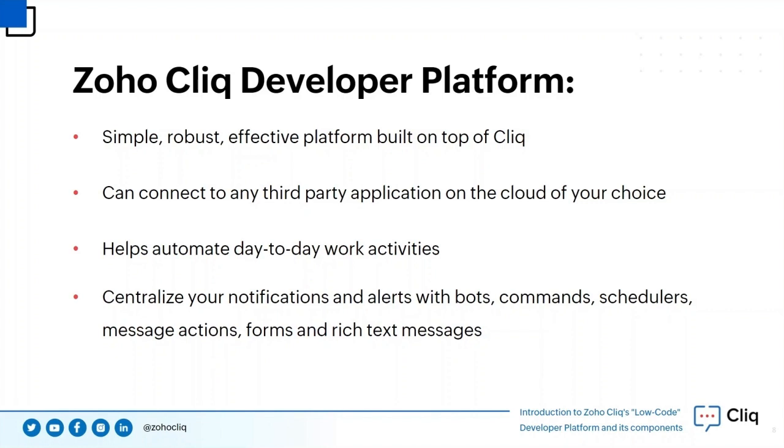The Cliq developer platform is one of the few low-code options out there that balances efficiency and utility in a great way. It's built right on top of Cliq and helps simplify your workflow. It can connect to any third-party application on the cloud of your choice and helps automate day-to-day activities. It also saves your time by centralizing your notifications and alerts using internal components like bots, schedulers, commands, and much more.